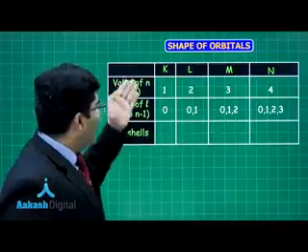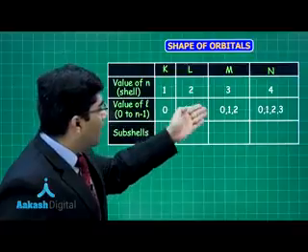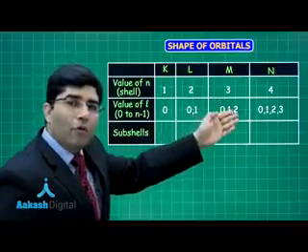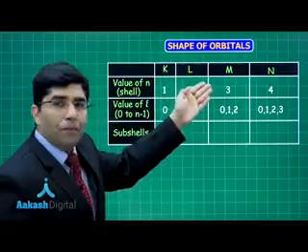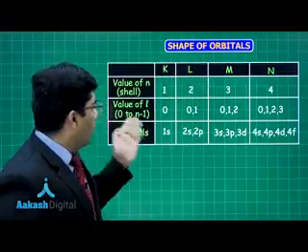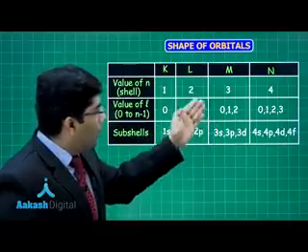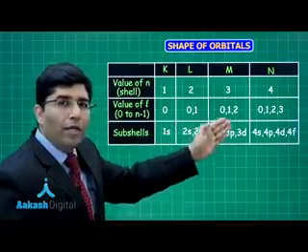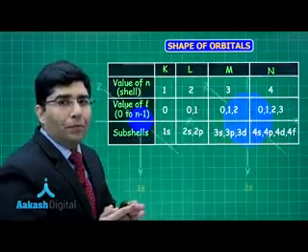Therefore, these are the subshells: 1 type of subshell, 2 types, 3 types, 4 types of subshells are present in the nth shell. And the subshells are 1s, 2s and 2p, 3s, 3p, 3d, 4s, 4p, 4d and 4f. Now let us see how they look.